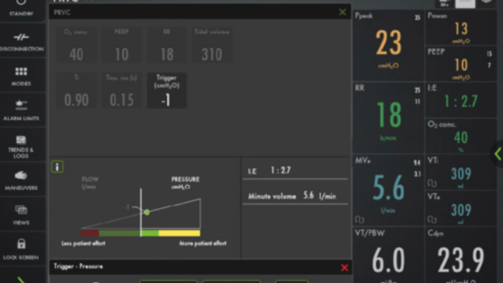Flow trigger means the ventilator detects a change in the continuous flow of air in the circuit. When the patient initiates an inhalation, the flow of gas from the ventilator is reduced. And once this reduction meets the set flow threshold, the ventilator triggers a breath. If the set value is too low, it will be too sensitive and leads to auto triggering.